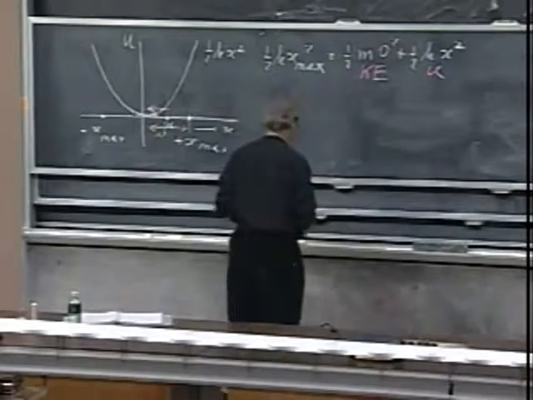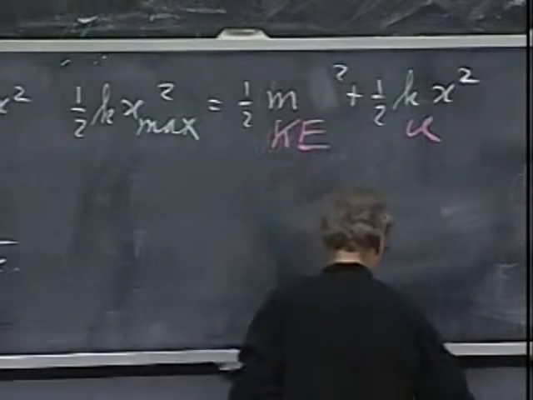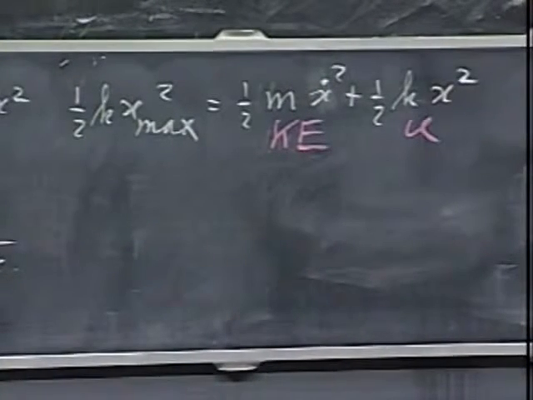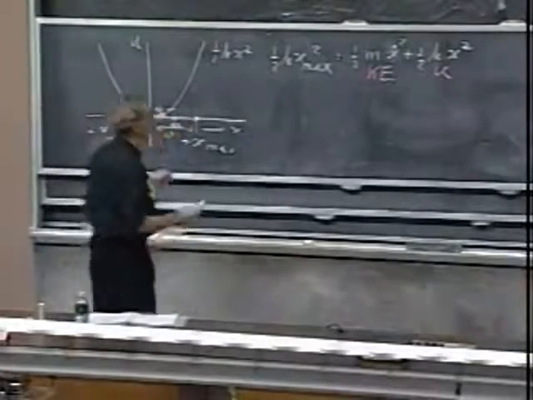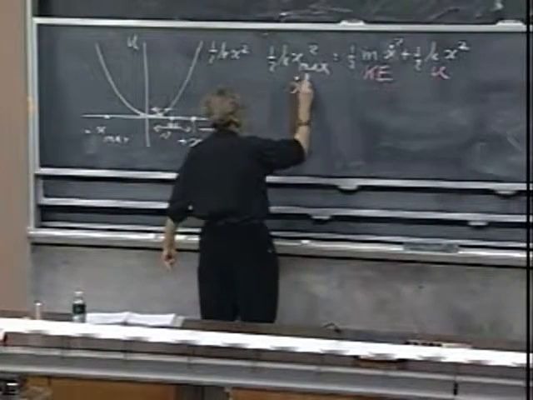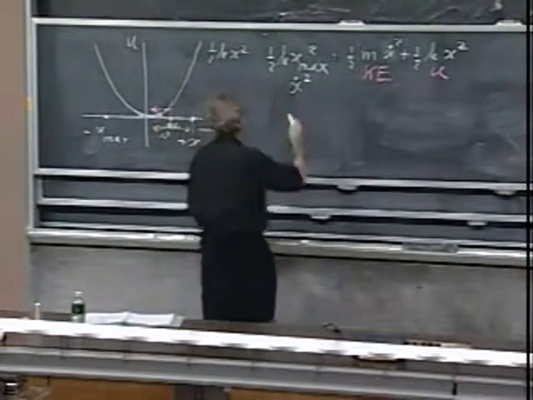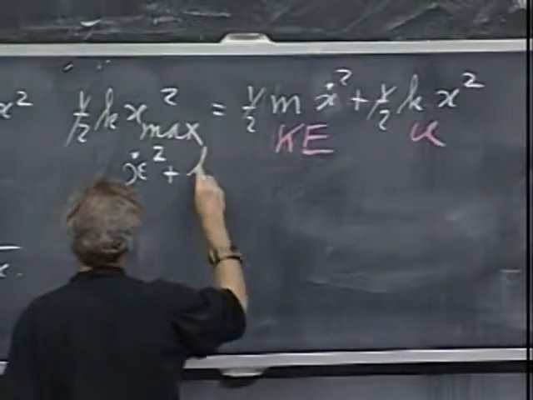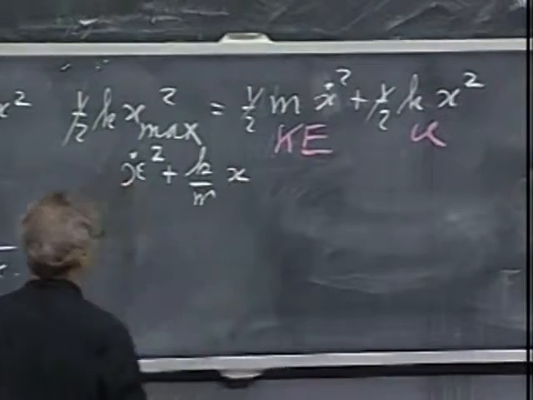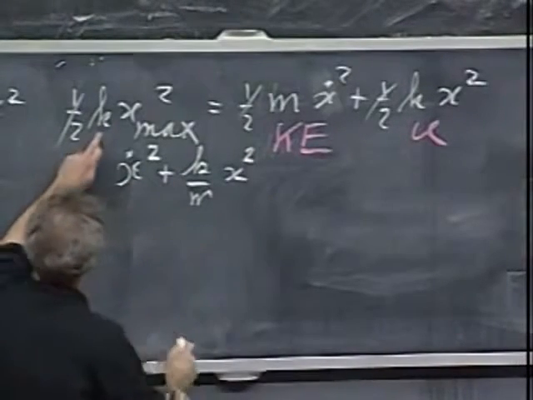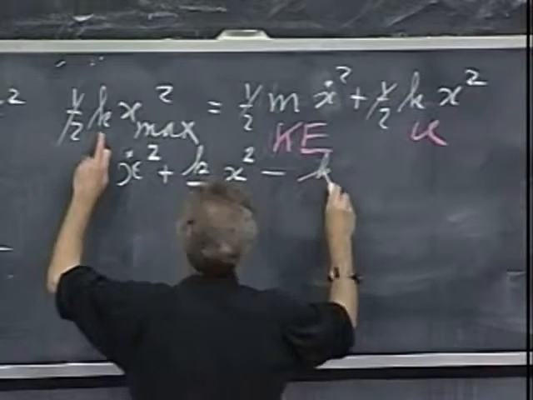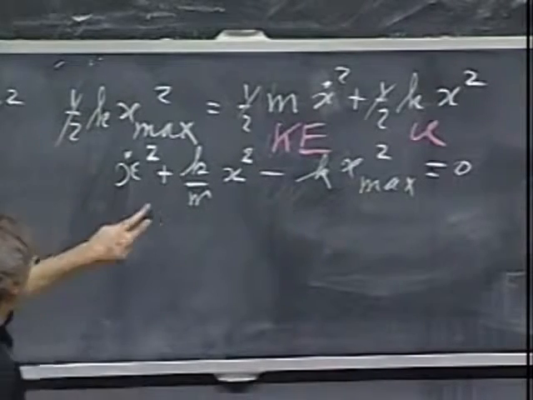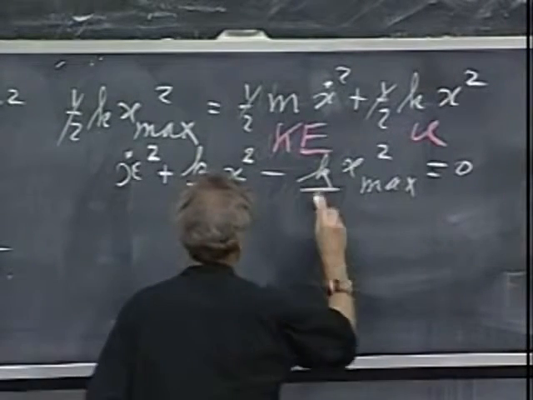V is the first derivative of position versus time, so I can write for this an x dot. And now I'm going to rewrite it slightly differently. I bring the x dot squared to one side. My halves go away, and I divide by m. So I get plus k over m times x squared. And then I get minus k over m times x max squared equals 0. Did I do that right? Yes. I divide. Oh, there's an m here, and the m has to be here.